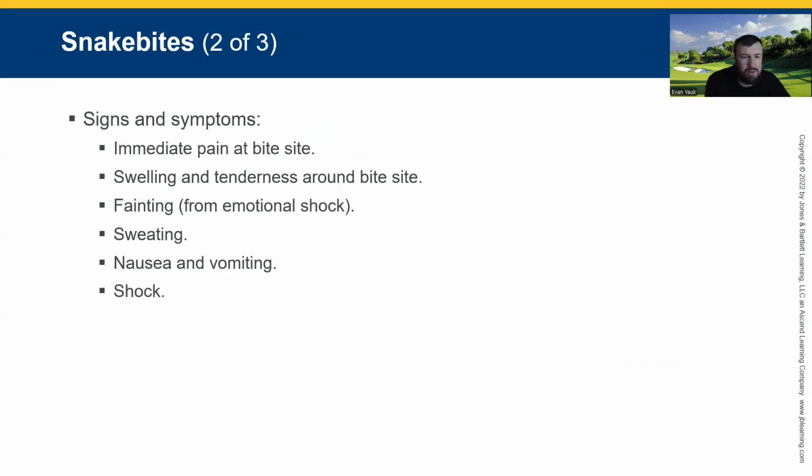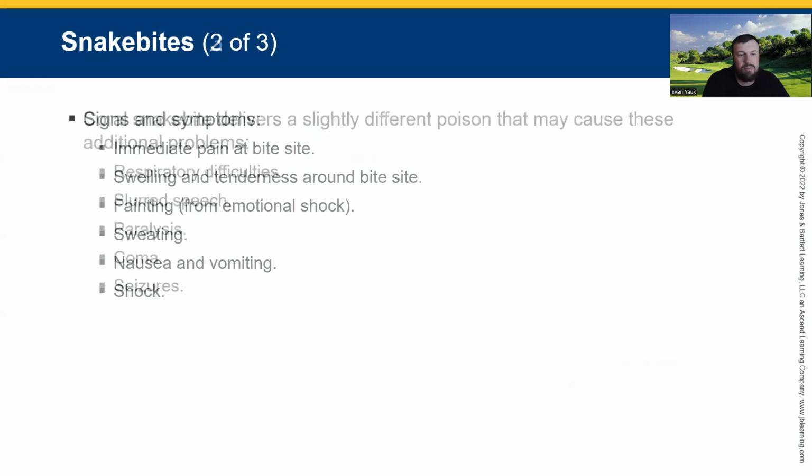So things we're going to look for are immediate pain at the site, swelling and tenderness around the bite, fainting from the emotional shock. Oh my God, I just got bit by a rattlesnake. You can actually go into a panic attack and pass out. Sweating, nausea, vomiting, shock. Once again, it doesn't say this, but I would go ahead and use my ink pen or my Sharpie, and I would circle that red area because we need to see how it's moving.